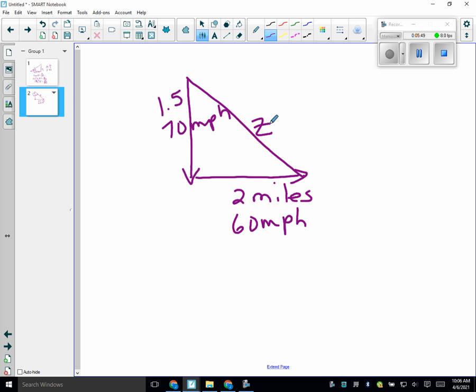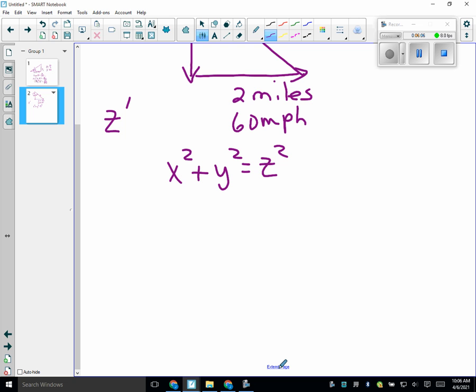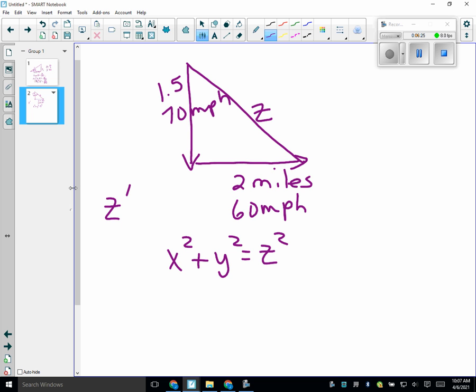So we want to find z prime. Do I have a right triangle? Yes. So what I'm going to use is x squared plus y squared equals z squared. We can always find normal z using the Pythagorean theorem, but to find z prime, we have to take a derivative. So we have to find z first, right? We need z. So if this is 1.5, that is 2, 2.5?